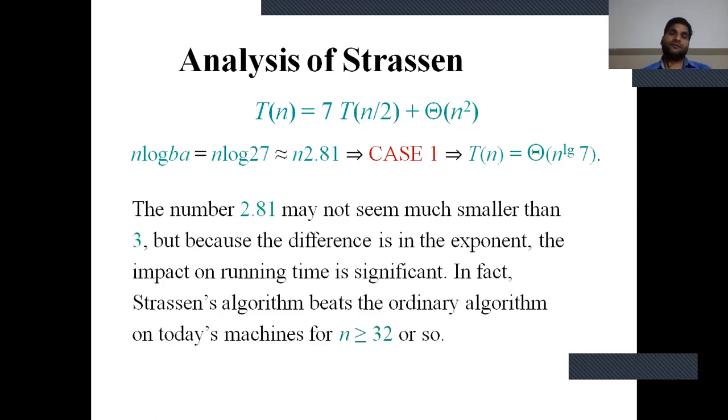It is a smaller value than theta n cube, that is, smaller with respect to the standard algorithm. So, in fact, Strassen's algorithm beats the ordinary algorithm on today's machines for n greater than or equal to 32. If the input size n is greater than or equal to 32, then Strassen's matrix multiplication performs better with respect to the standard algorithm.